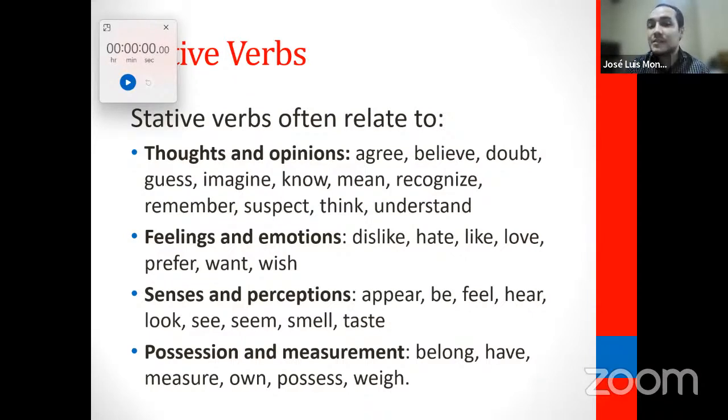All right. Senses and perceptions, right? Remember that one: hear, see, look, smell. Okay. You go with your perception. So if you remember smell and look, that's enough. And possession, you can remember have and possess, which is very similar.